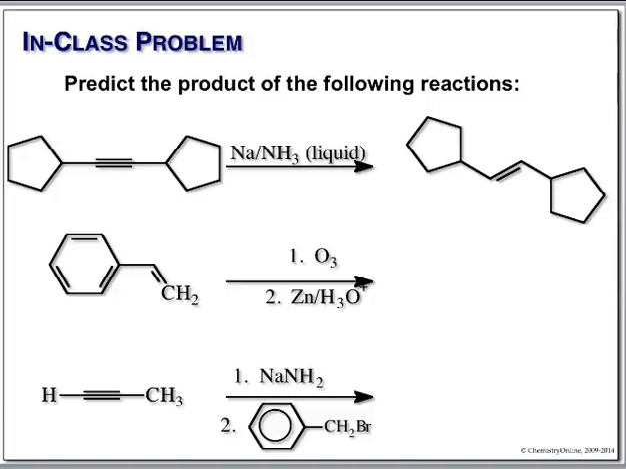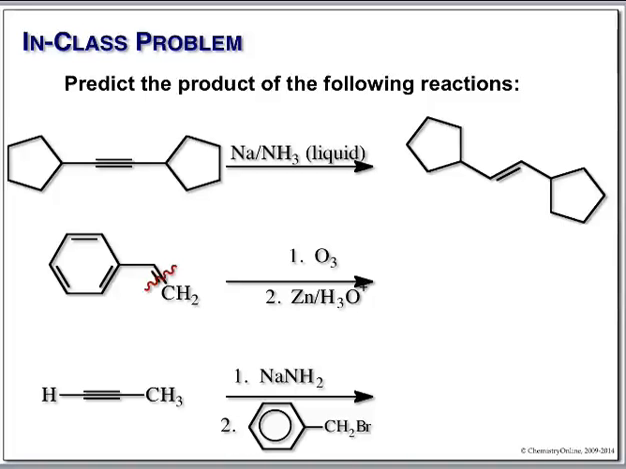Ozonolysis is going to split our double bond. Unlike permanganate, however, aldehydes are stable. So whatever is attached to the sp squared carbon stays there. We simply make each of these sp squared carbons into a carbonyl.